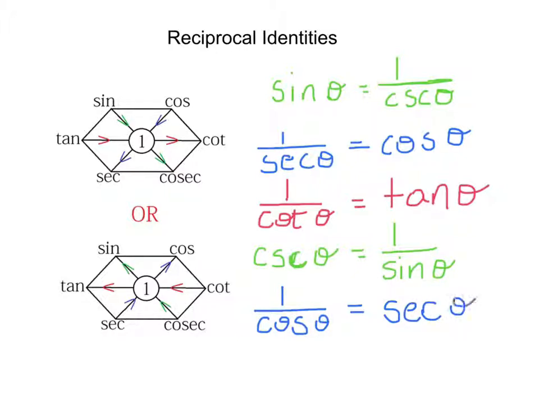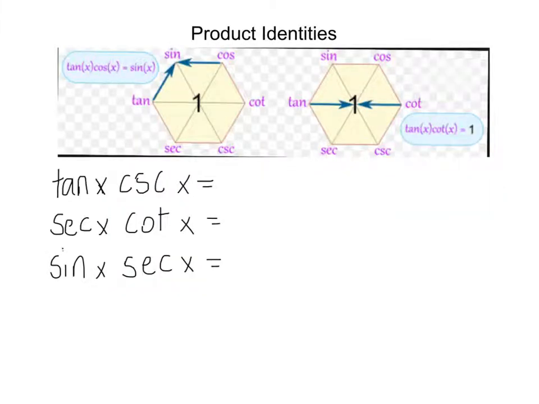Okay, let's move on to the next set. Let's try a few of these in this pattern. Tangent times cosecant. Tangent is here, cosecant is here. They multiply to be the one in the middle around the outer edge, so those two will multiply to be secant. Try the next one. Secant times cotangent, again around the outer edge, equals the one in the middle. So that would be cosecant.